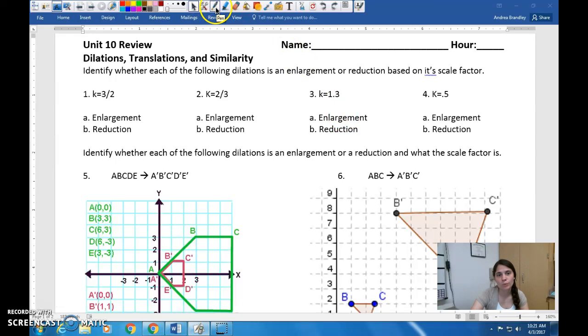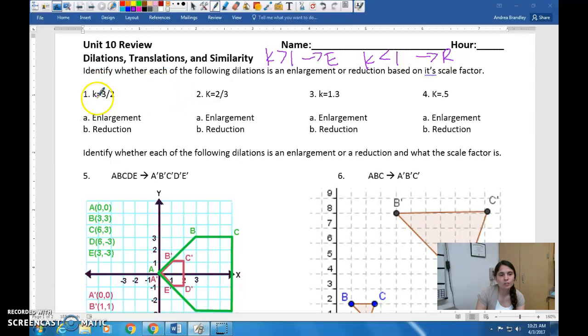Okay, so I'm going to go through a review of Unit 10. So to start, we're asked to identify whether each of the dilations is an enlargement or a reduction, and we're given the scale factor. The main key to knowing how to do this type of problem is to know that k greater than 1 gives you an enlargement, but k less than 1 gives you a reduction. So really, all I need to know is which ones are greater than 1 and which ones are less than 1.